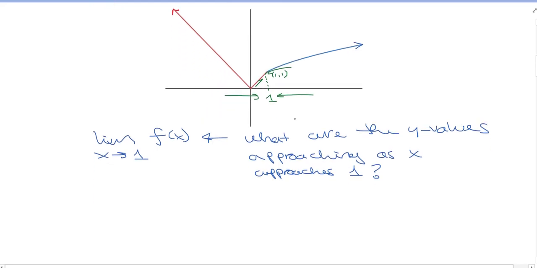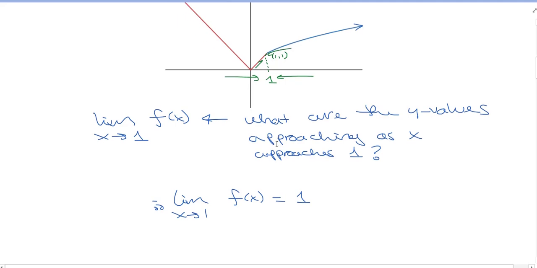So in this case, we will say that the limit as x goes to 1 of f of x is equal to 1. So as the x values approach 1, the y values are also approaching 1.